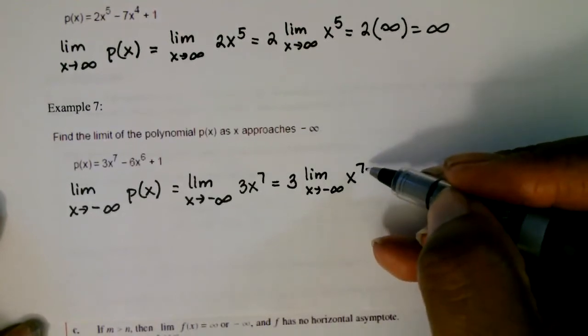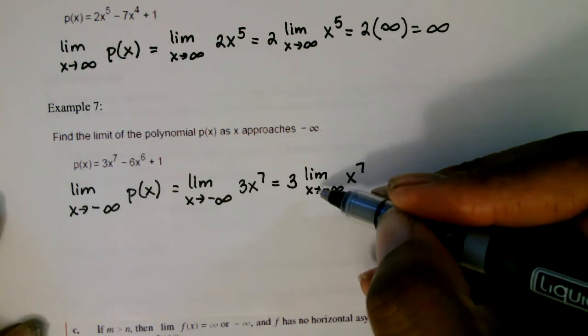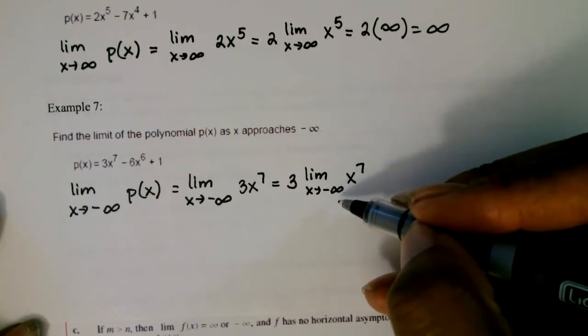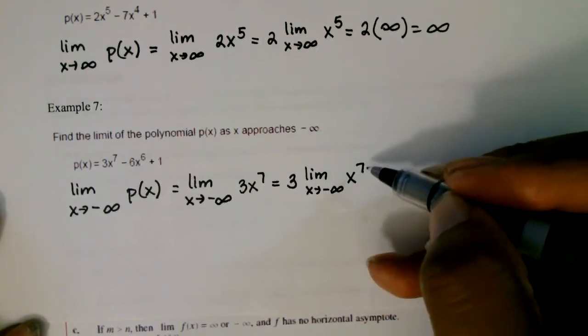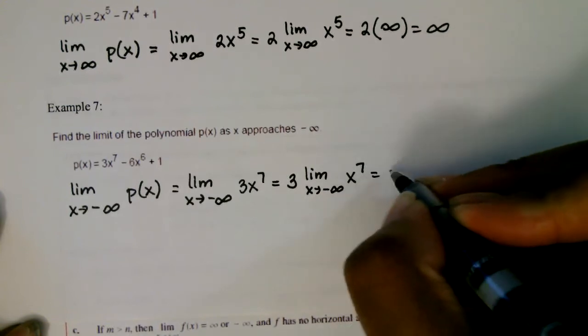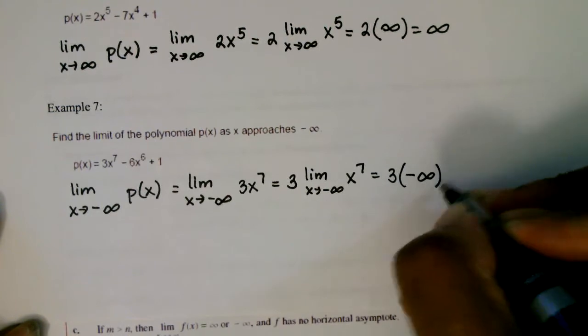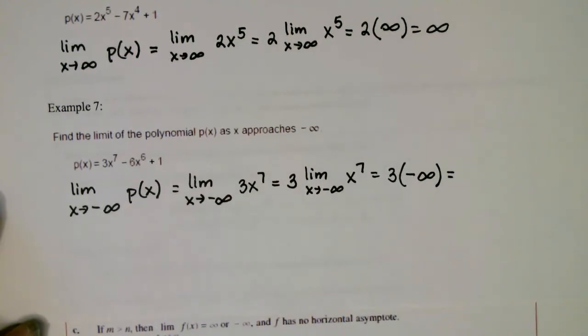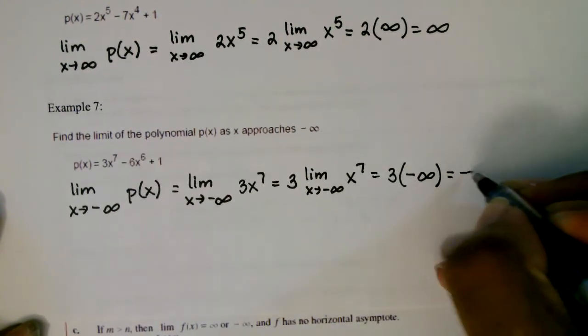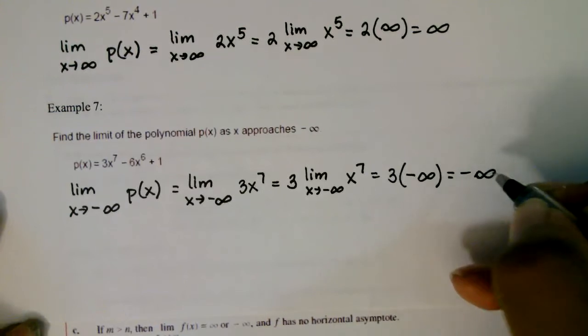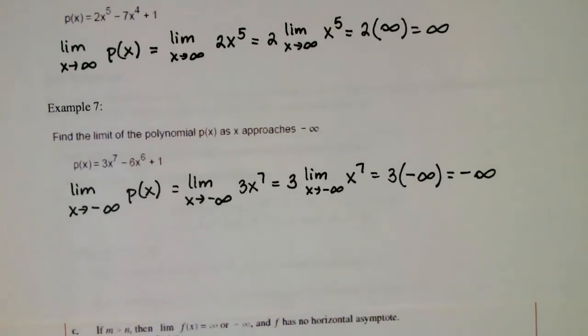Here, my exponent 7 is odd. So if I'm letting x approach negative infinity, then x to the 7th will have to approach negative infinity. And of course, 3 times negative infinity is negative infinity. So the limit as x approaches negative infinity of p of x will be negative infinity.